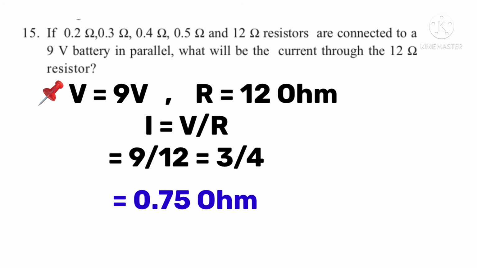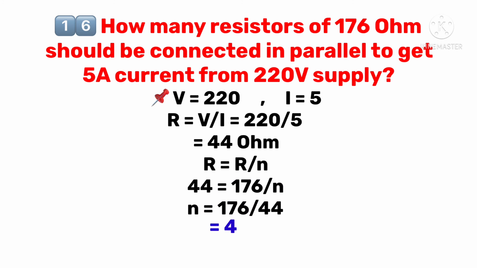15th question. If 0.2 ohm, 0.3 ohm, 0.4 ohm, 0.5 ohm and 12 ohm resistors are connected to a 9 volt battery in parallel, what will be the current through the 12 ohm resistor? Here V equal to 9 volt, R equal to 12 ohm, and we know that I equal to V by R, which is equal to 9 by 12, that is 3 by 4. So the answer is 0.75 ohm.